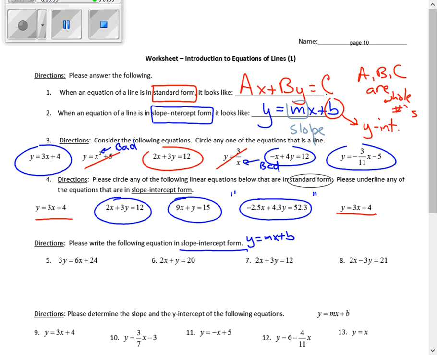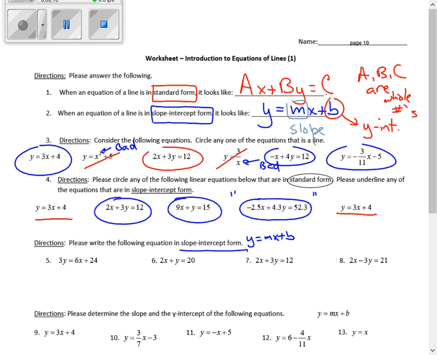A couple observations. One, y is alone. And what I mean by alone is it's on one side of the equation by itself. It's not that it doesn't have a coefficient or anything. It's the only thing on that side of the equation. That's what it means to be alone, or solved for, or isolated for.